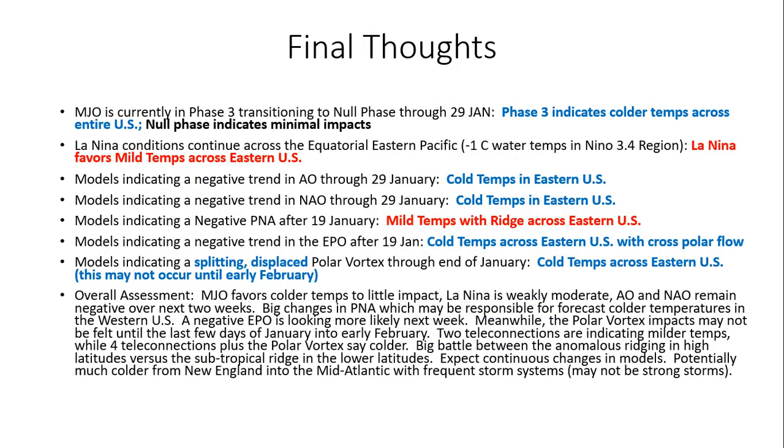Now, a splitting, displaced polar vortex typically gives you those cold temperatures across the eastern U.S., right? But this may be delayed. This may not occur right away. Like I've been watching the models this week, and I've noticed, where's this polar vortex at?